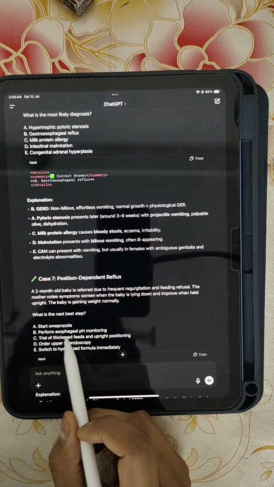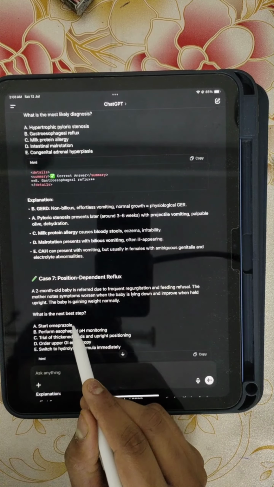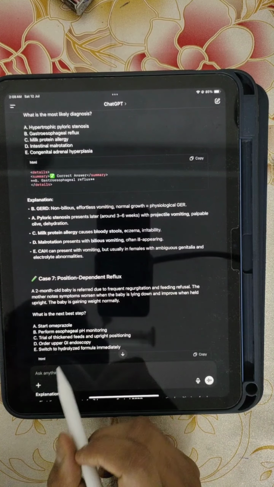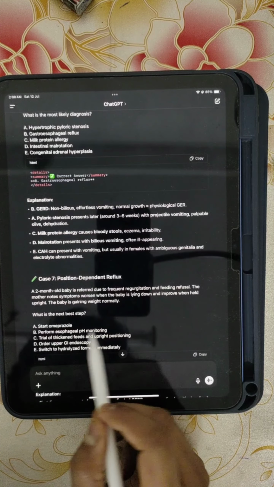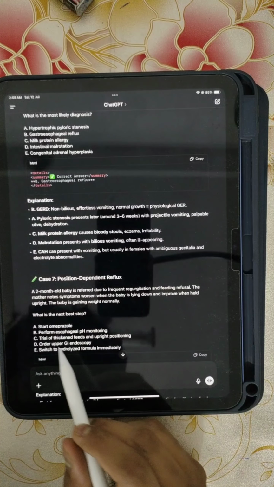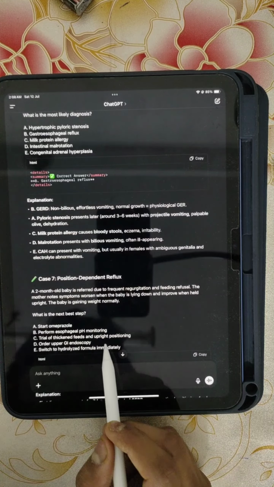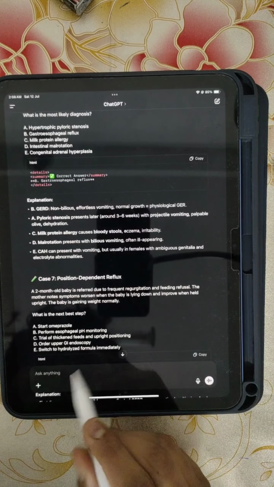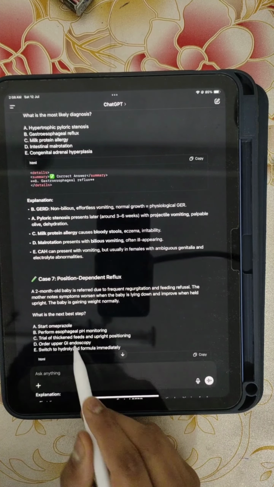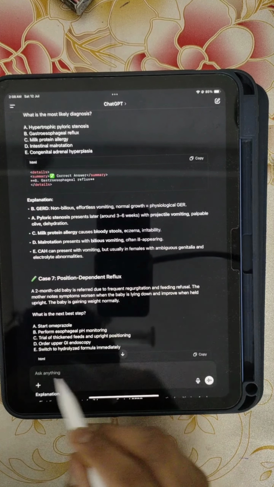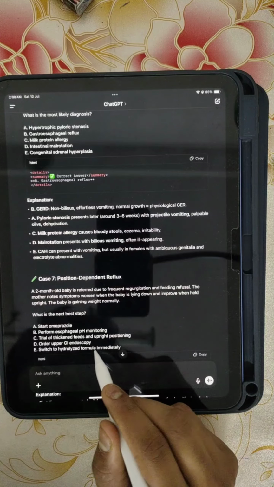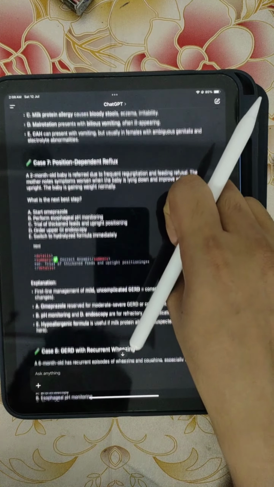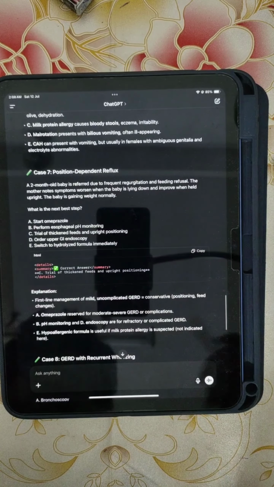Perform esophageal pH monitoring, it is the third step. Omeprazole is in case of moderate, that means the second step. Trial of thickened feeds and upright positioning is the first step. That is simple: wait and watch and lifestyle modification. Order upper GI endoscopy is also a third step. Switch to hydrolyzed formula immediately is not for this case, it is done in case of milk protein allergy, I guess. So this is the explanation.